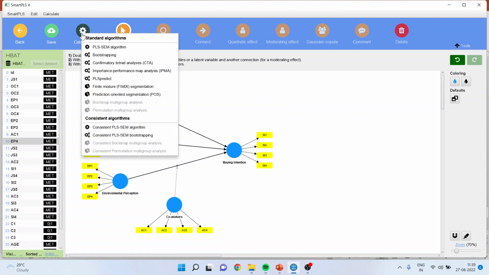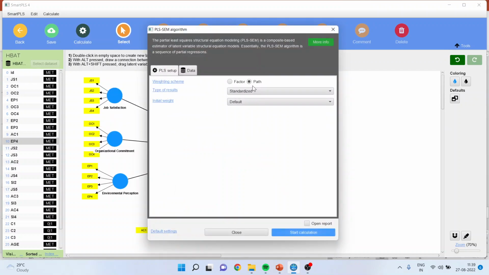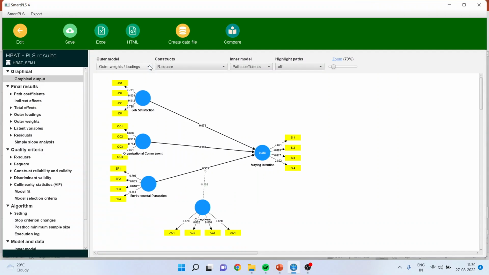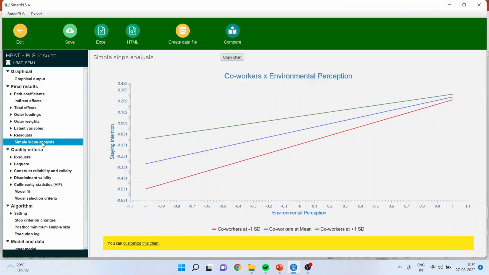So now we will go and calculate. Run the PLS-SEM algorithm first. Make sure path coefficient is on. Start the calculations. Once you are able to get this output, the new feature which they have introduced is you can reorient the estimates if they are not visible. Now go and open the report. First thing which you should study is simple slope analysis.